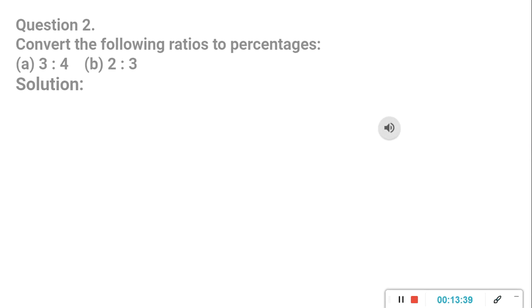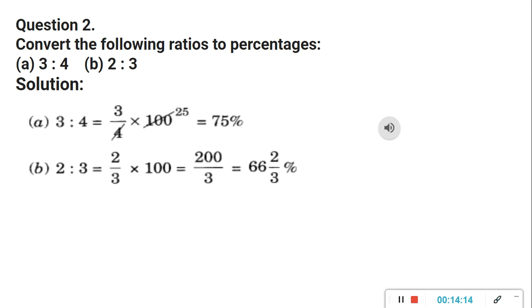Now question number 2. Convert the following ratios into percentage. First one is 3:4, second one is 2:3. For converting to percentage, we know that we multiply by 100 to get the percentage, isn't it? Conversion to percentage we already learned last year. So here 3:4 we can write in fraction form, 3 upon 4 into 100. 4 into 25 is 100, so 3 into 25, that is 75. So 75%. Like as 2:3, 2 upon 3 into 100. So that is equal to 200 upon 3, that is equal to 66 2 upon 3%. Clear?